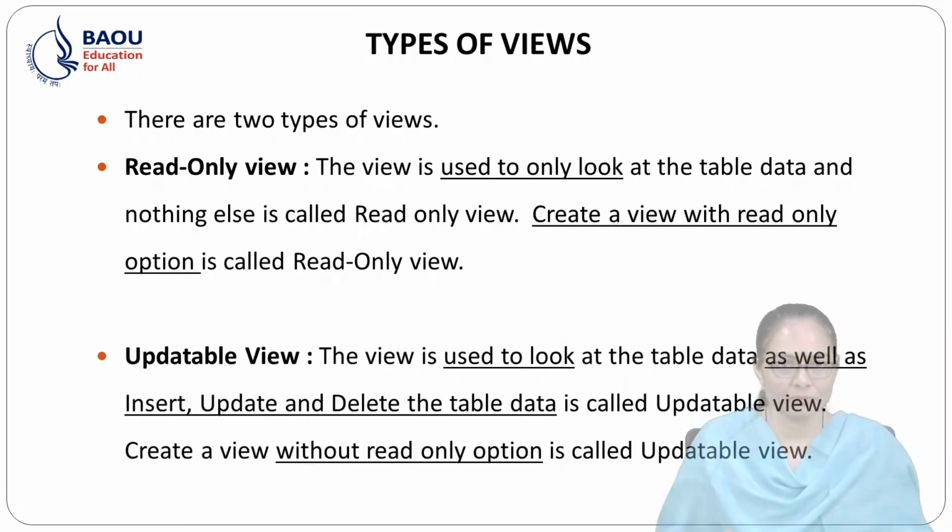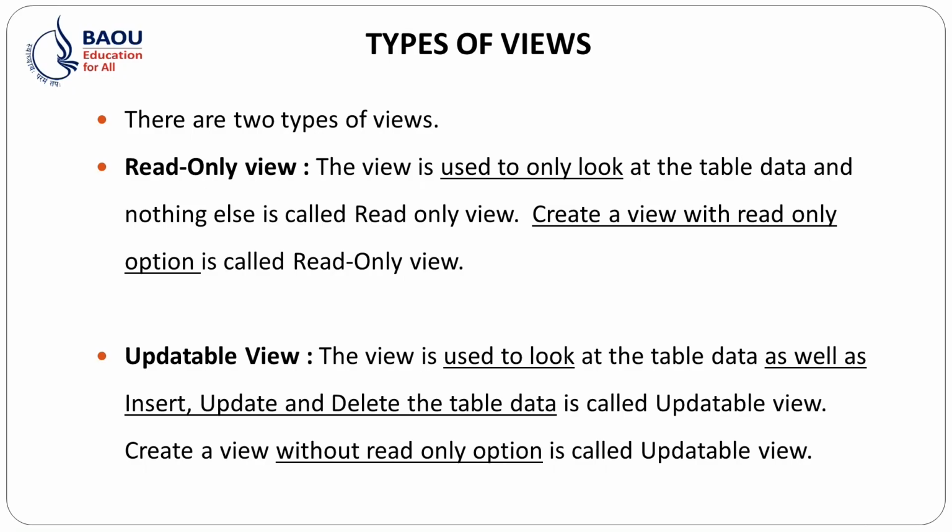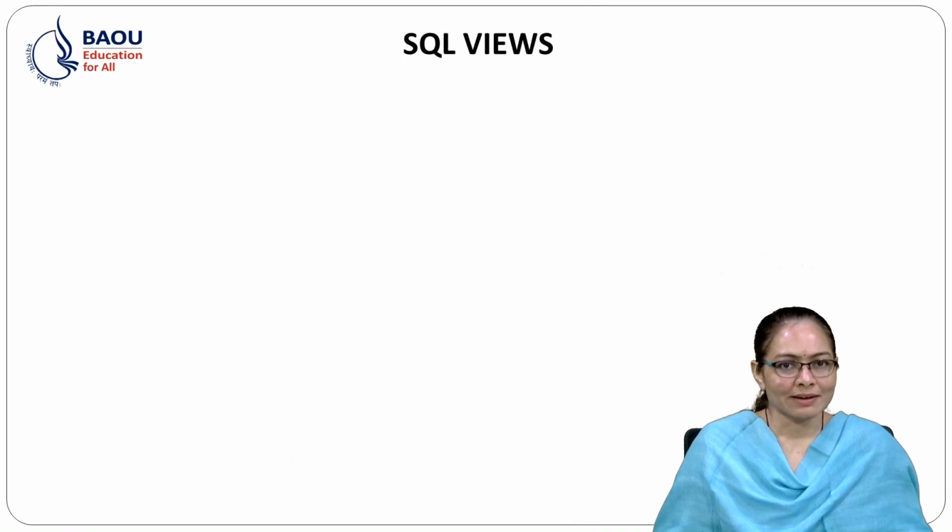Now, updatable views. A view used to look at the table data as well as insert, update, and delete the table data is called an updatable view. Creating the view without the read-only option makes it an updatable view. Using this view, we can update or change the data in the table. Database views are created using the CREATE VIEW statement. The view can be created from a single table or multiple tables.